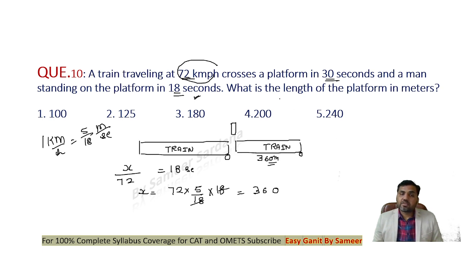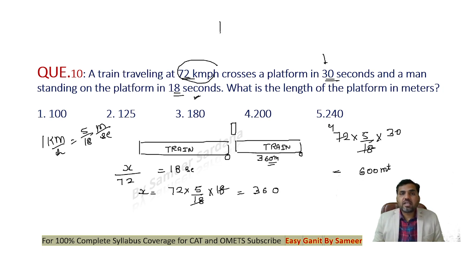Now train is crossing the platform in 30 seconds. Now speed of the train is 72 into 5 by 18 meter per second, and in 30 seconds the distance traveled will be 600 meter. Out of this distance traveled 600 meter, right?